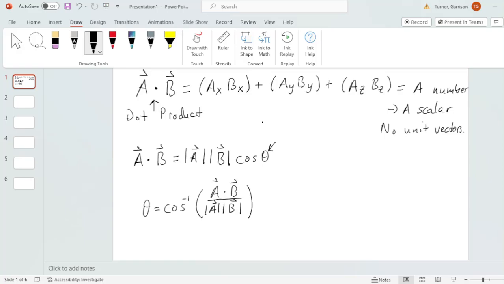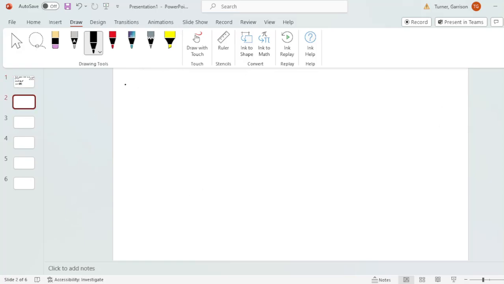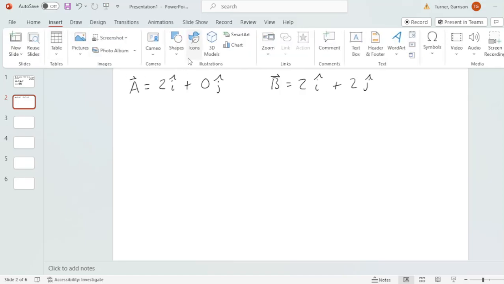So let's do an example here. Let vector A be the vector 2i plus 0j, and vector B, let's let it be 2i plus 2j. For the moment we will just reserve these as two generic vectors, so I don't really care what units they have, but we will do something with them here.